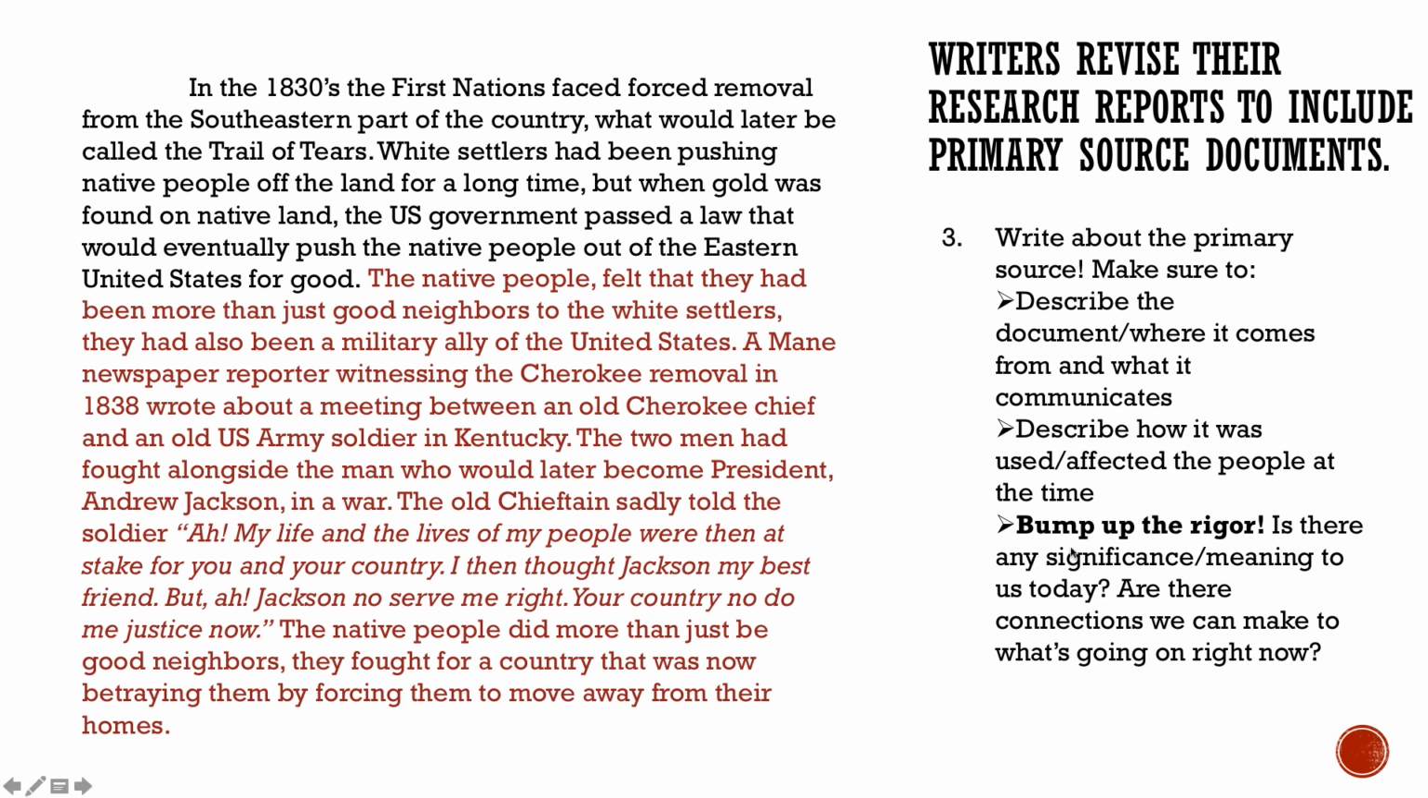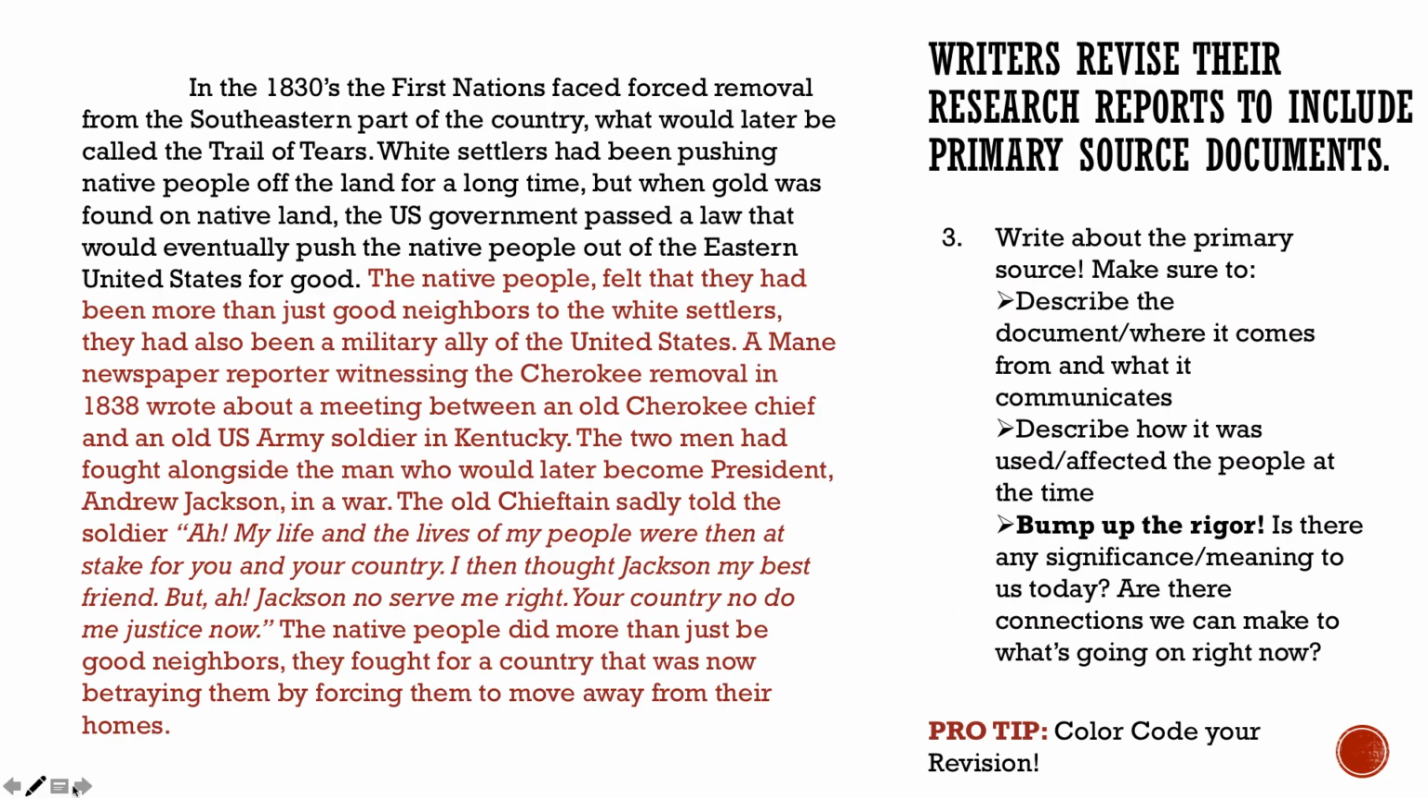So if I wanted to, I could bump up the rigor and make a connection to some of the betrayal that people are feeling today when it comes to immigration. That might be an interesting connection to make. I'm not going to do that here now, but it's something to think about for later. All right, friends, it's your turn to do this work.